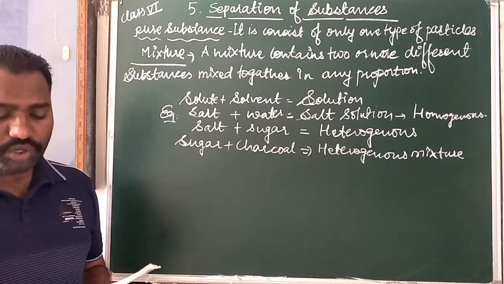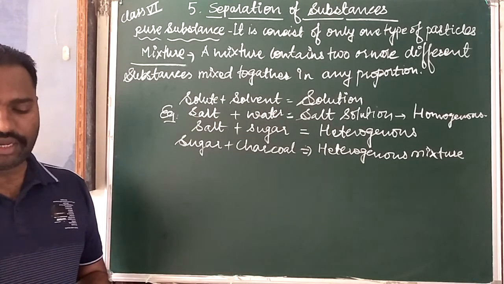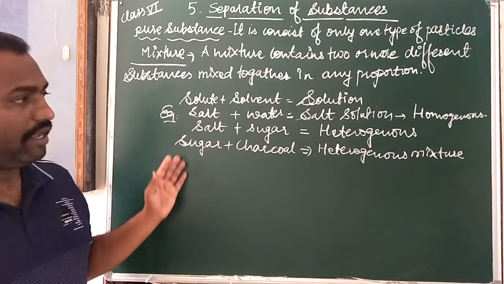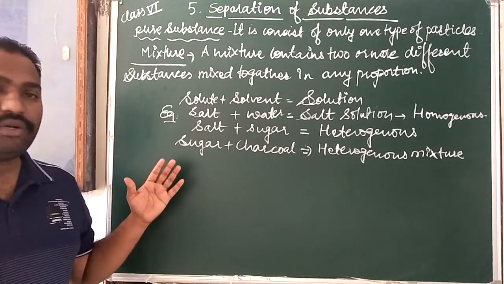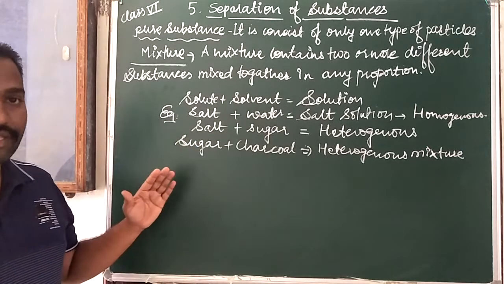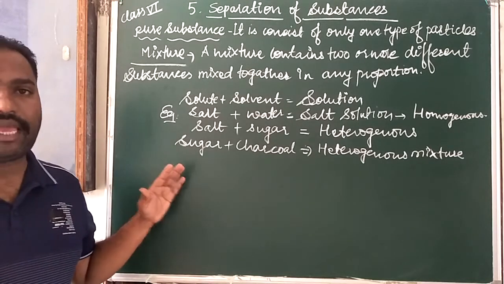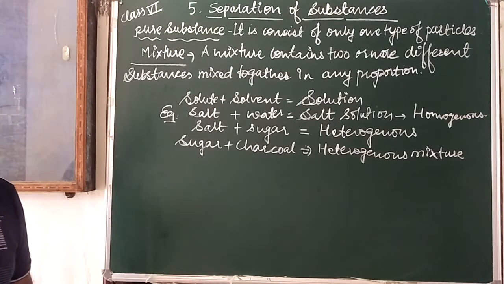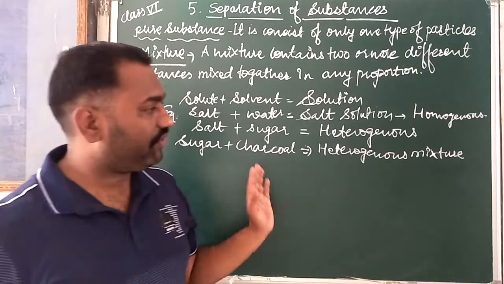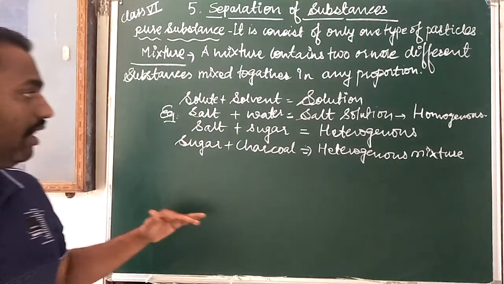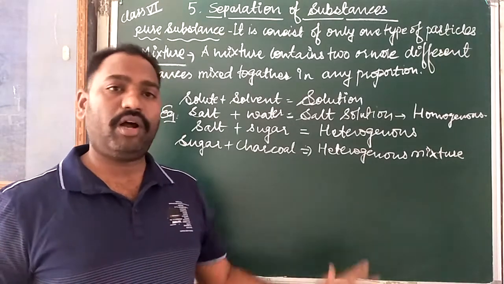Now no specific properties. When a mixture is formed, the constituents of the mixture retain their original properties. It means there is no change chemically. Earlier this is sugar, and after mixing also this is sugar. For example, in a mixture of charcoal and sugar, the constituents retain their original properties. When they form the heterogeneous mixture, sugar has the same properties and charcoal also has the same properties. Their properties are not changed.